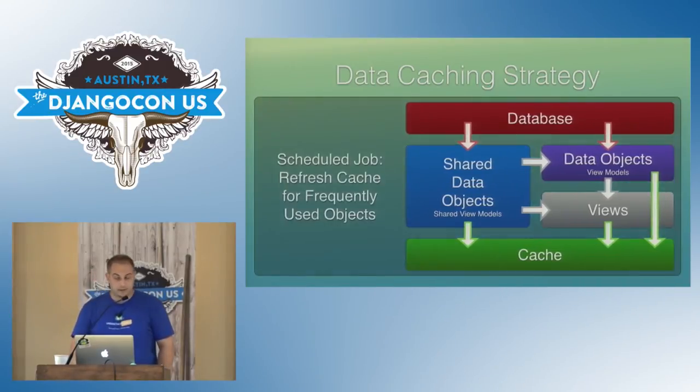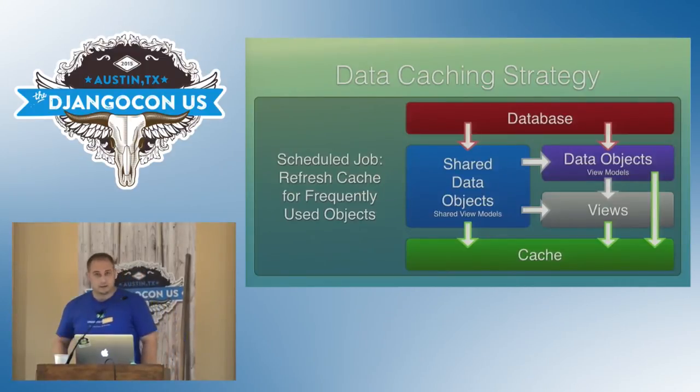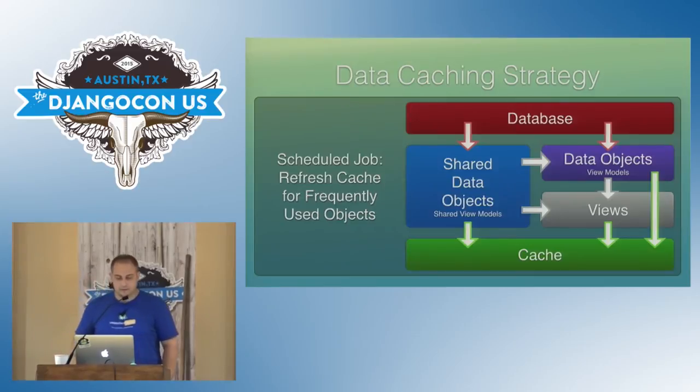We also need a way to refresh our cache, so we can use a scheduling mechanism, such as a cron job, to automatically refresh the frequently used data objects. So that's our data caching strategy. I don't have any code for this section, but this is an important stepping stone for the next section.